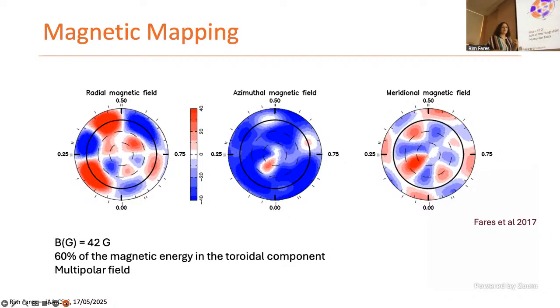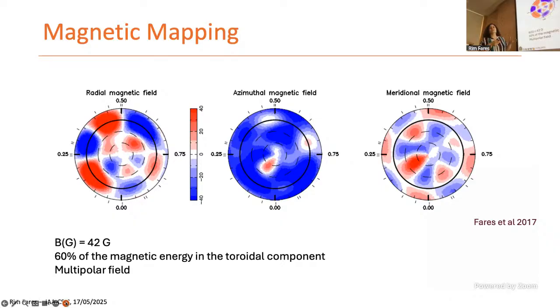This view is what we call a polar view. So it's as if you are looking at the star from above. This center of all the circles here is actually the pole of the star, and each of these circles is a different latitude. The very thick circle is the equator of the star.